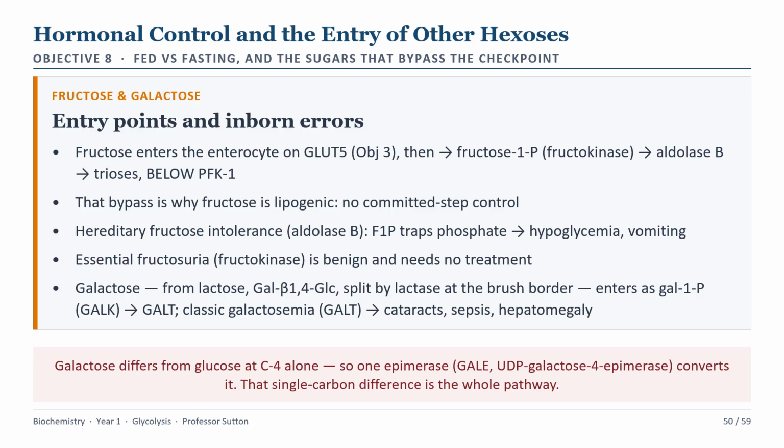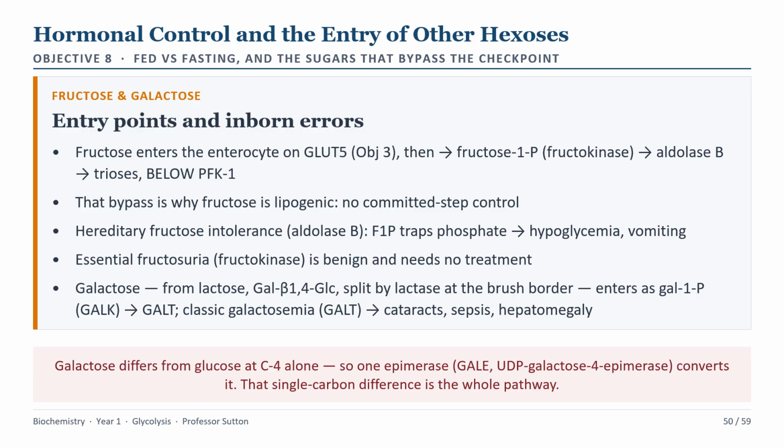Fructose bypasses the committed rate-limiting regulated step entirely. There's no ATP or citrate feedback on fructose entry. So the carbon floods in unregulated, and much of it ends up as acetyl-CoA and then fat. That is why fructose is lipogenic. 2 fructose disorders.